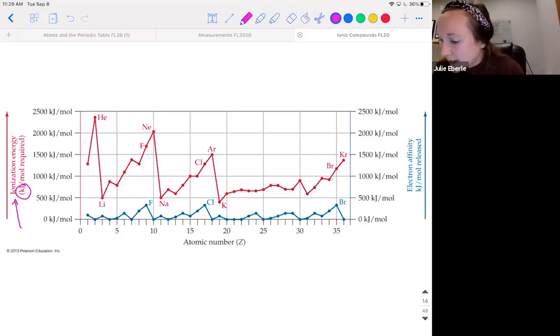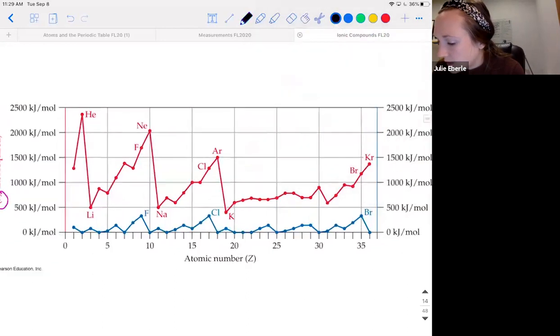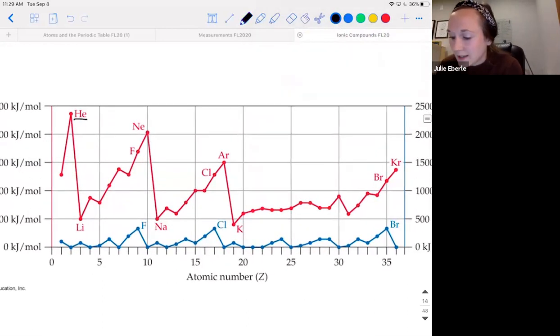Now, if we look at this red data, you notice different spikes on this data. And at the peak of every spike, let's look at the elements there because we might notice something. We notice one is helium, the next one is neon, argon, and krypton. These four elements have the highest ionization energies. What does that mean? We have to pay them a whole lot of energy before they would ever think about giving away an electron. Why is that?